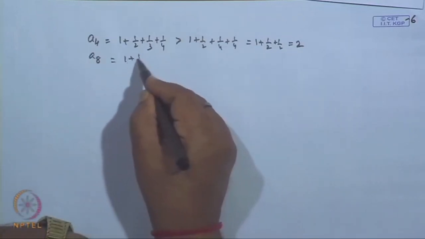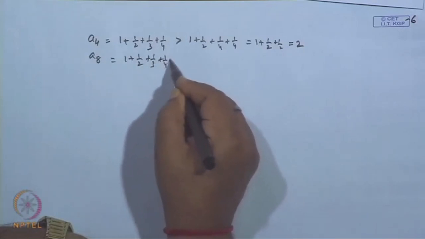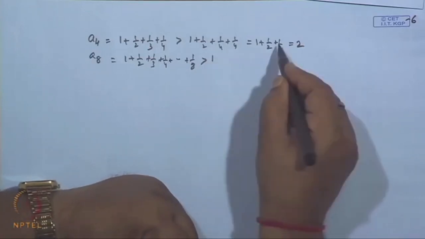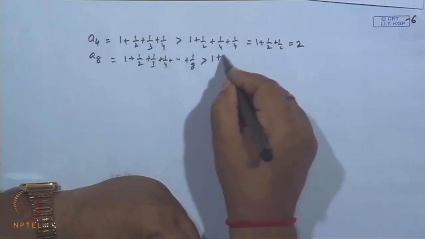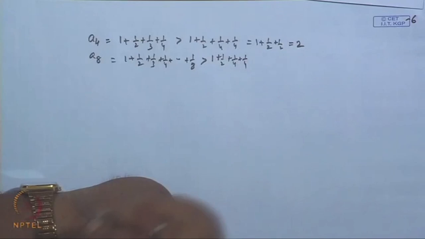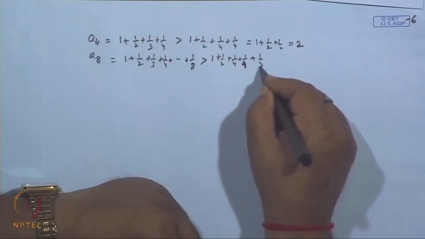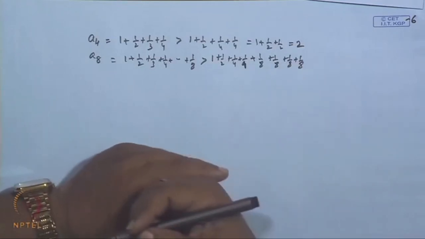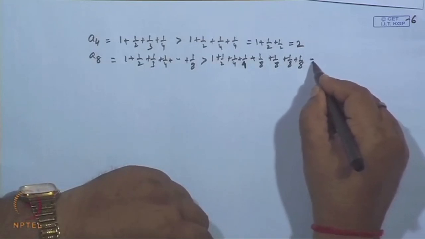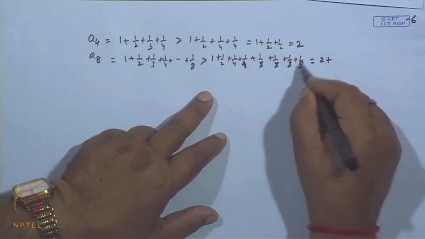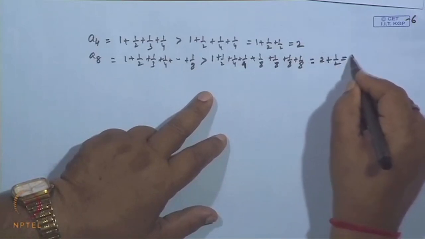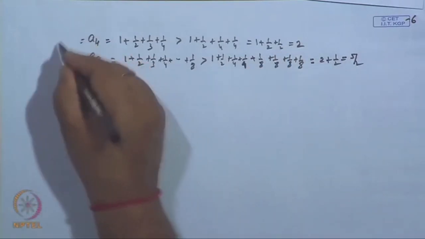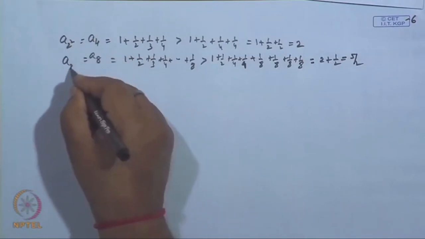So, then a_8 will be 1 plus half, 1 by 3, up to 1 by 8. Now, this is greater than 1 plus half plus 1 by 4, 1 by 4. Okay. And then from 1 by 5 onward, you write 1 by 8. So, what happens is, this is greater than or equal to 2 plus 4 by 8, 4 by 8 means half, that is equal to 5 by 2, so increasing. Okay, it means this is 2 squared, this is 2 cubed.